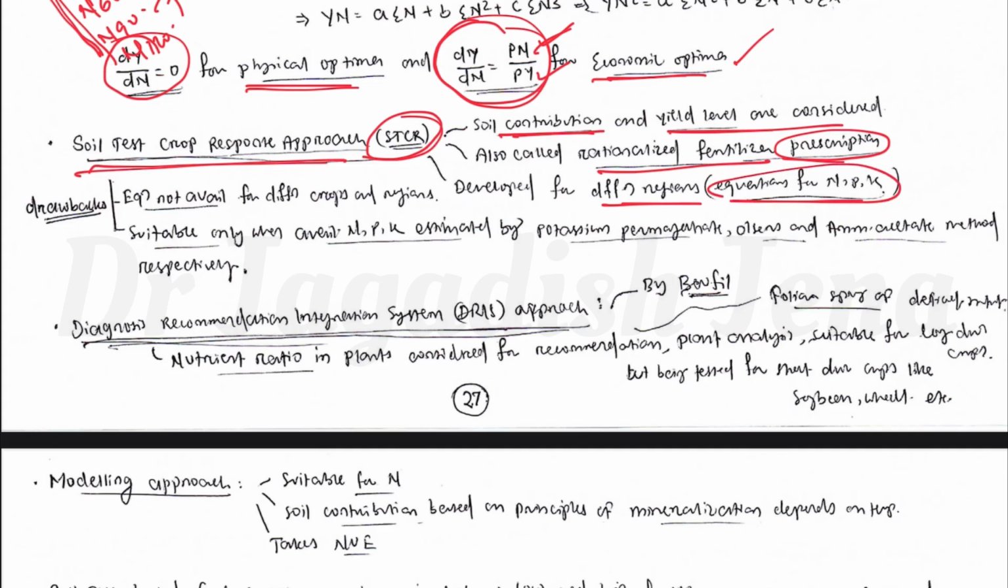Okay, now here, what are the drawbacks? Drawbacks are like equation not available for different crops with different regions. So for a few crops it is available, but it has to be developed for all the crops and for different locations. And it is suitable only when available NPK is estimated by potassium permanganate, Olsen, and ammonium acetate methods respectively. So in other cases, it is not valid. If we are analyzing the nutrient with these standard methods, then only it is valid.